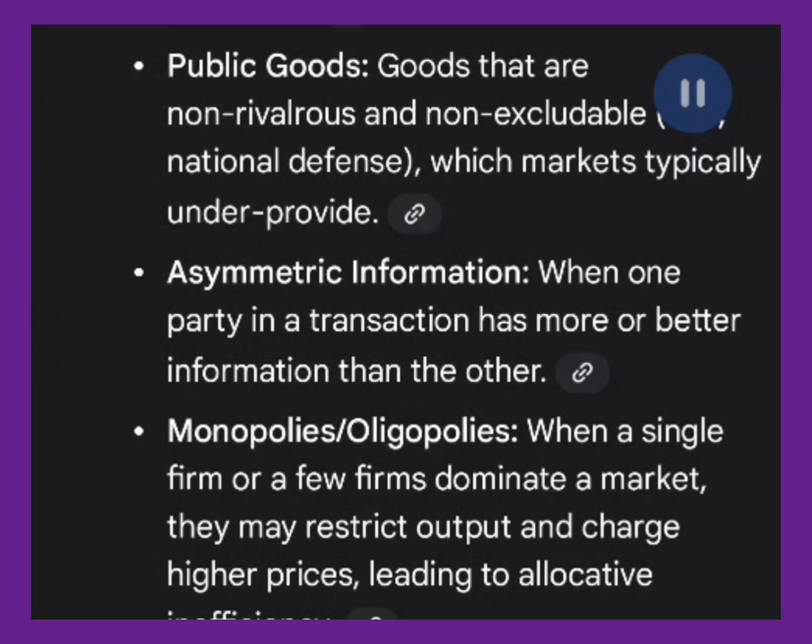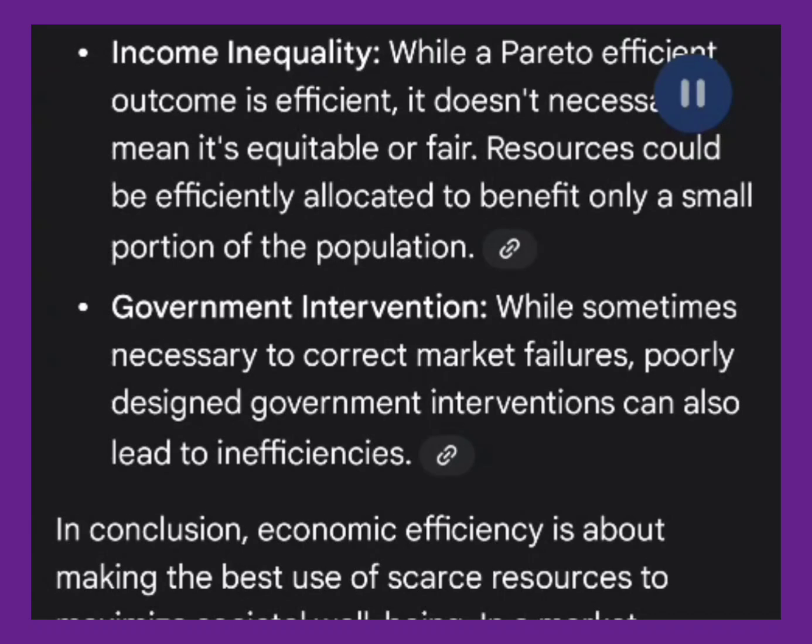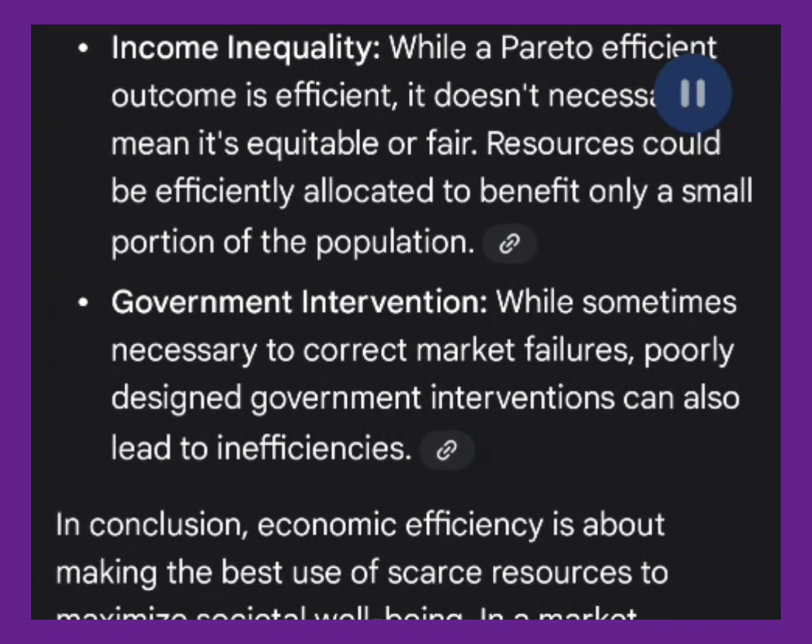Monopolies, oligopolies. When a single firm or a few firms dominate a market, they may restrict output and charge higher prices, leading to allocative inefficiency. Income inequality. While a Pareto efficient outcome is efficient, it doesn't necessarily mean it's equitable or fair. Resources could be efficiently allocated to benefit only a small portion of the population. Government intervention. While sometimes necessary to correct market failures, poorly designed government interventions can also lead to inefficiencies.